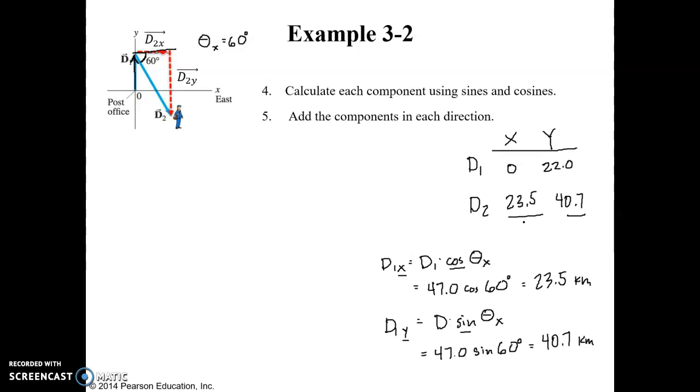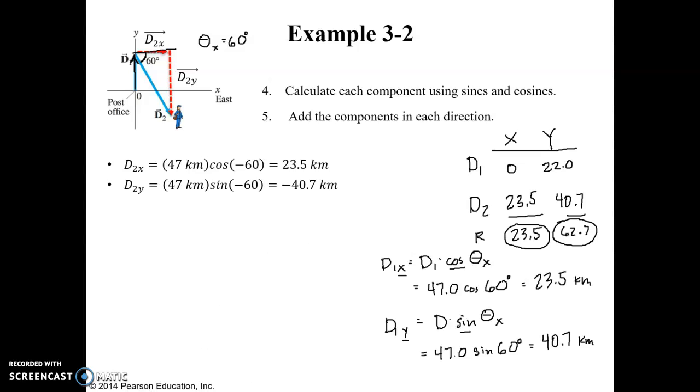Now we can add these columns, add together the x components and the y components. 23.5 plus 0 is just 23.5, and 22.0 plus 40.7 would be 62.7. So this is the x and y components of the resultant. So I'll just advance the slide here. You can see, yep, there's my x component, 23.5. The y component is 40.7.